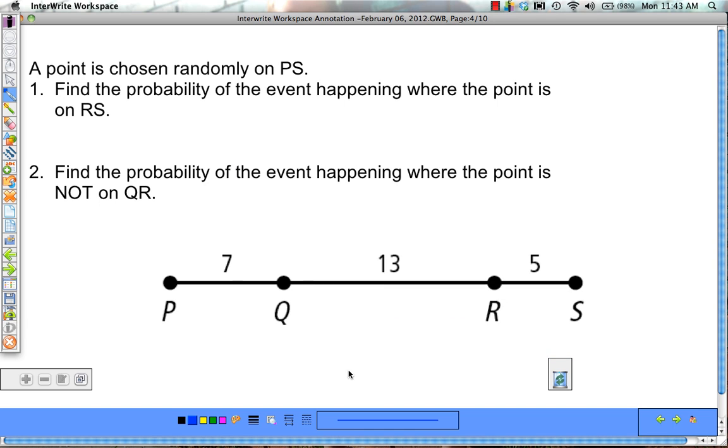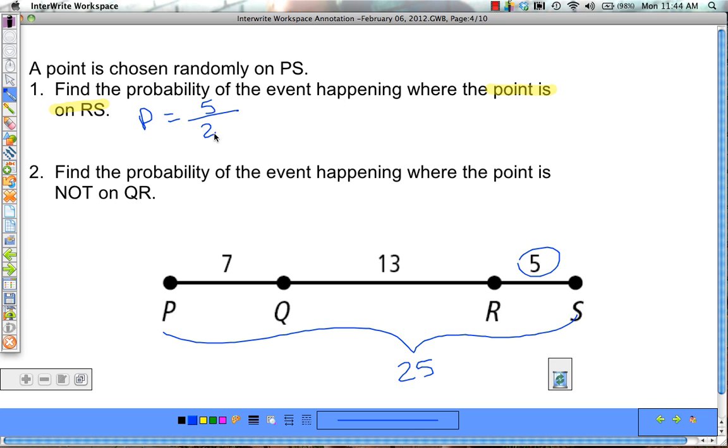A point is chosen randomly on segment PS. We want to find the probability of the event happening where the point is on RS. So if we look here, the total sample space using your segment addition is 25. So the point to be on RS, the event is 5, and the sample space is 25. So the probability of getting a point randomly on RS would be 1 out of 5.